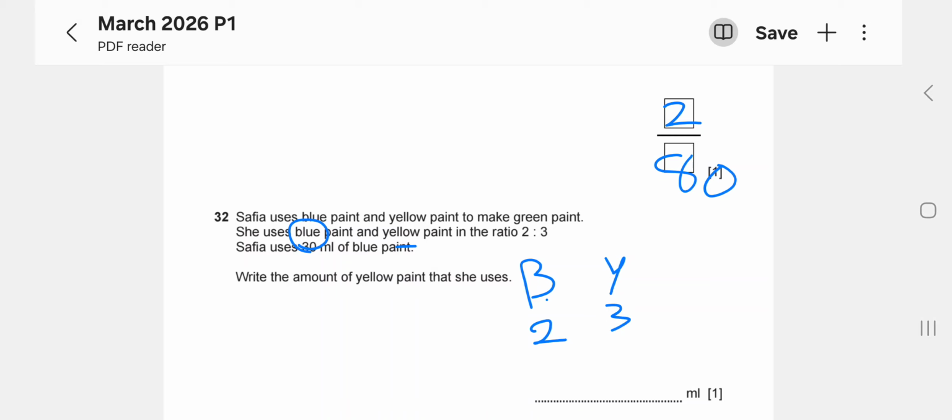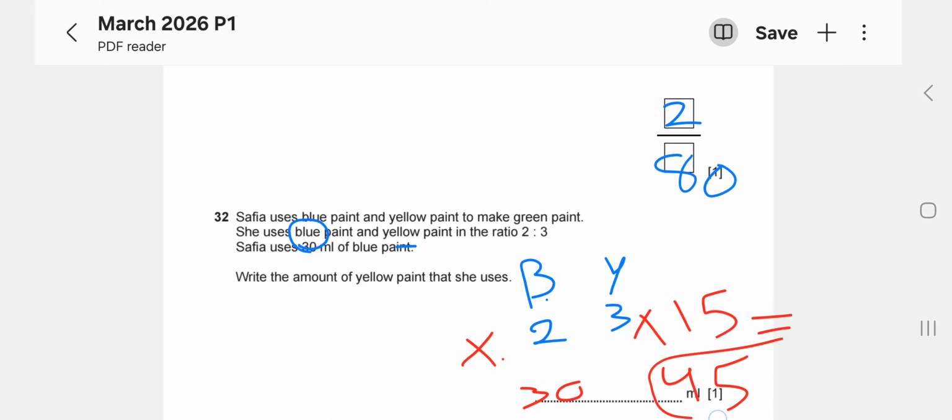Safiya used 30 milliliters of blue. So instead of the 2, it becomes 30. So what's the number I multiply? I multiply 2 by what to get 30? By 15. So I multiply 3 by 15. The answer would be 45.